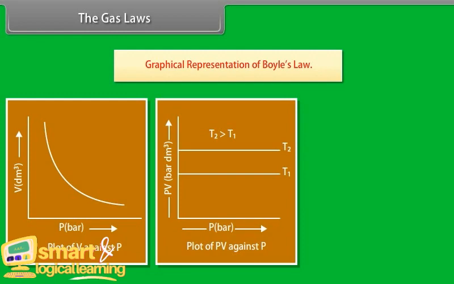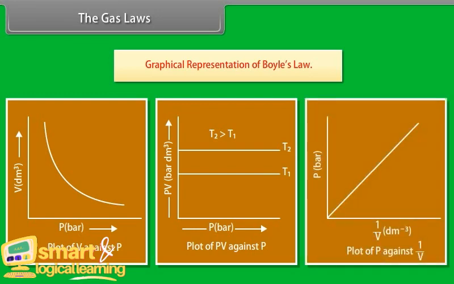It shows the plot of PV versus P at a particular temperature. It indicates that the PV value remains constant in spite of a regular increase in P. The curve obtained by plotting PV against P at a particular temperature is called an isotherm. The higher curve corresponds to a higher temperature.